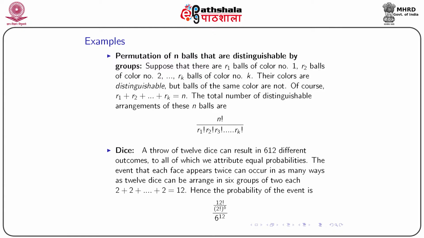Now consider another example, a throw of 12 dice. We are throwing 12 dice together, and that can result in 6 to the power 12 different outcomes, to all of which we attribute equal probabilities. The event that each face appears twice can occur in as many ways as 12 dice can be arranged in 6 groups of 2 each. So 2 plus 2 plus 2 plus 2 plus 2 plus 2, six 2's, equals 12. Hence the probability, following the frequentist definition, will be 12 factorial over 2 factorial to the power 6, divided by the total number of cases, that is 6 to the power 12.